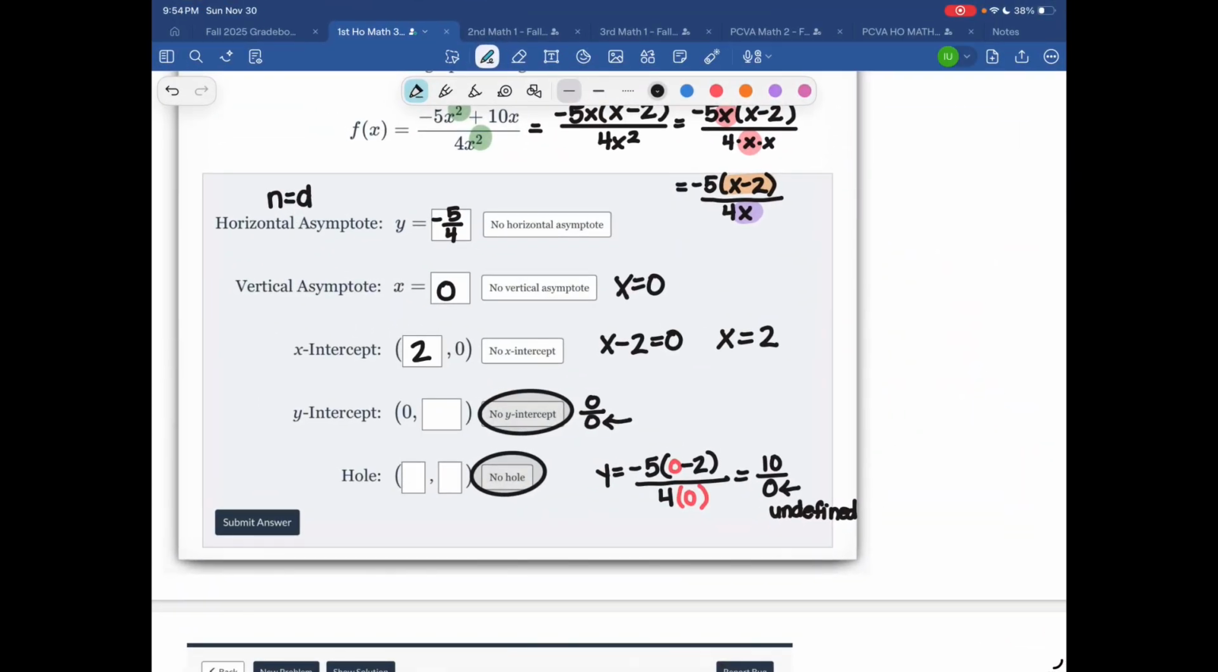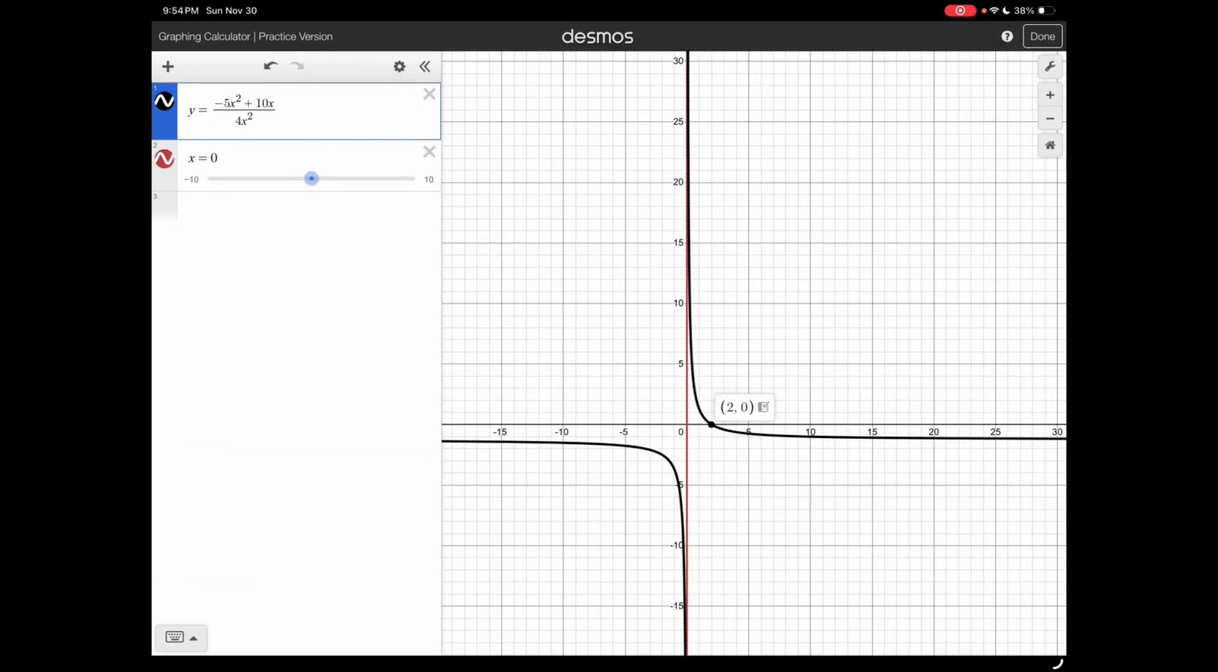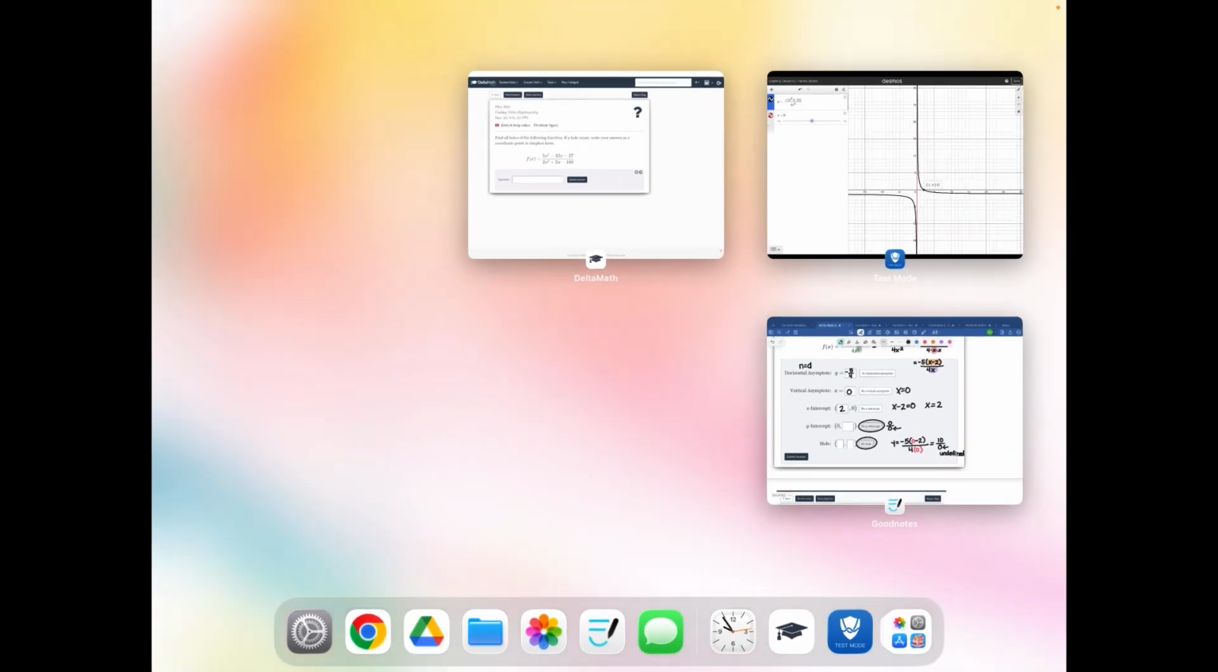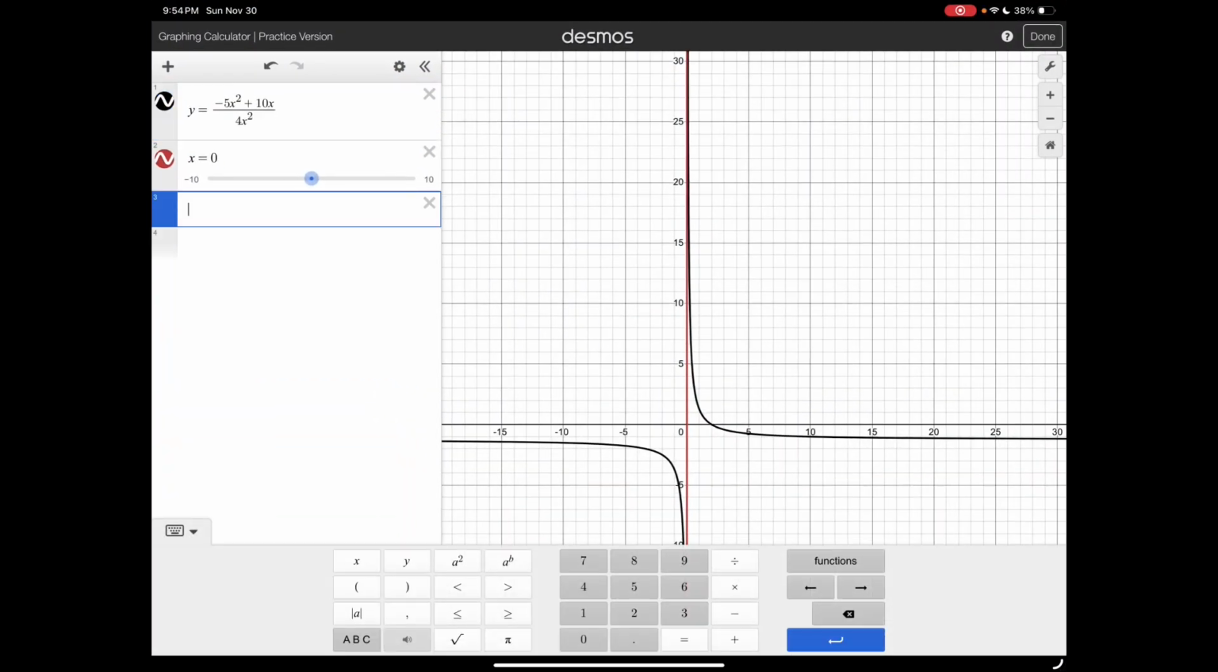And then the y-intercept. So we already said the y-intercept doesn't exist because there's a vertical asymptote at the y-axis. And the horizontal asymptote is at y equals negative 5 over 4. So we can see that as well.